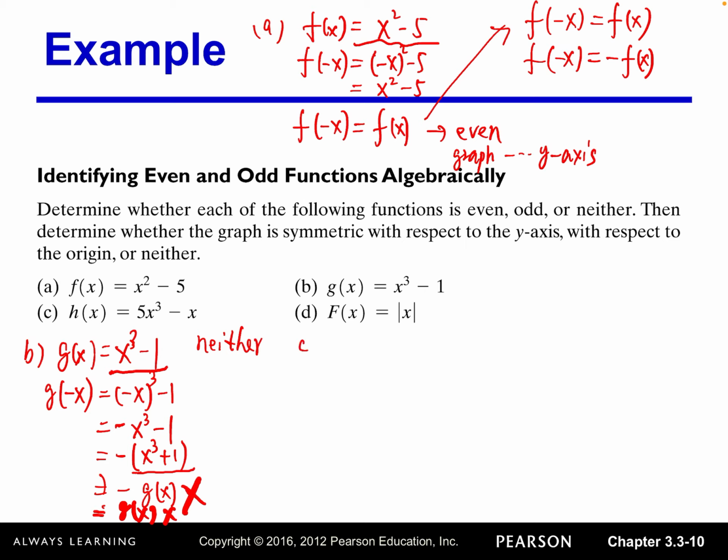Let's look at the C, h of x. h of x equals 5x to the third power minus x. So we want to evaluate h of negative x. Okay, h of negative x, replace x by negative x, right? And then we simplify.